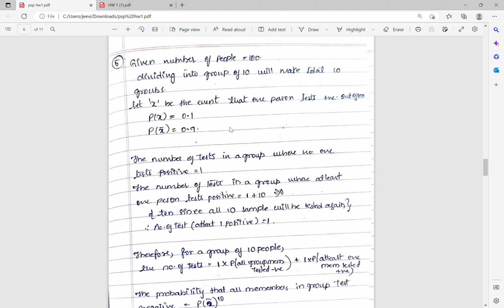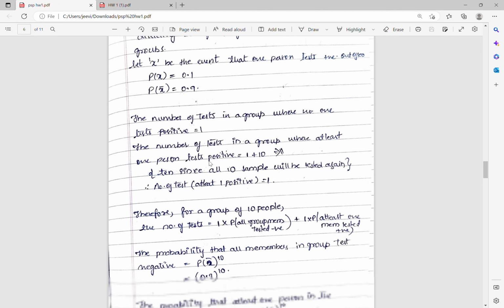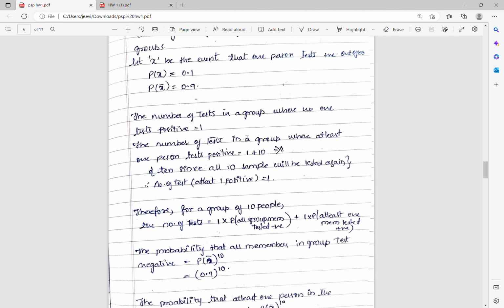So let x be the event that one person tests positive. So probability of x will be 0.1 and probability of x bar will be 1 minus probability of x, which is equal to 0.9. The number of tests in a group when no one tests positive is equal to 1, because in that group you're only going to perform that single test. The number of tests in a group where at least one person tests positive is equal to 1 plus 10, since one test you will do for the group and 10 tests we will perform to determine who has tested positive, thus making the total number of tests equal to 11.